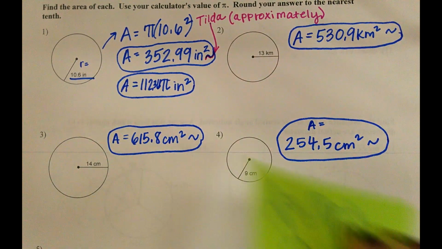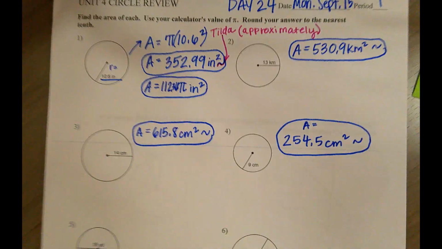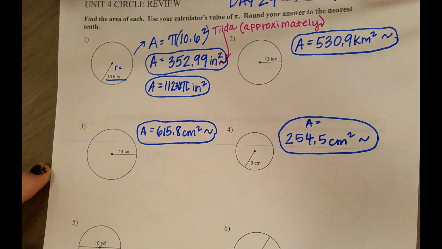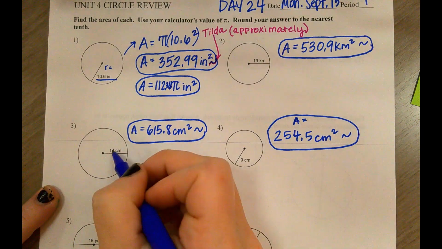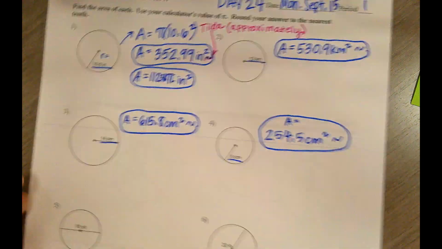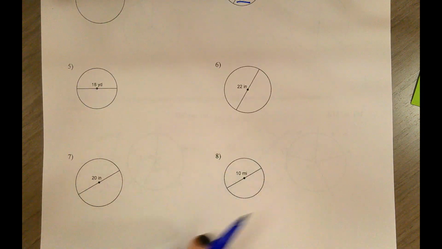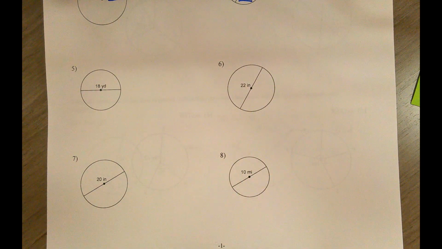Okay, now we will work out one more from numbers 5 through 8 because now I'm given a different measure. Numbers 1 through 4, I was given a radius. I'm given half of the length across the circle. In numbers 5 through 8, instead of a radius, I'm being given a diameter.